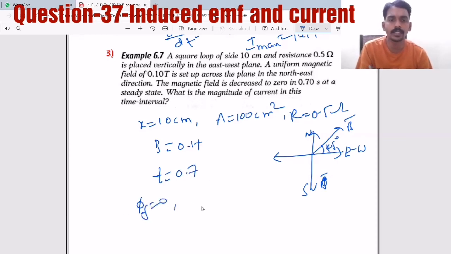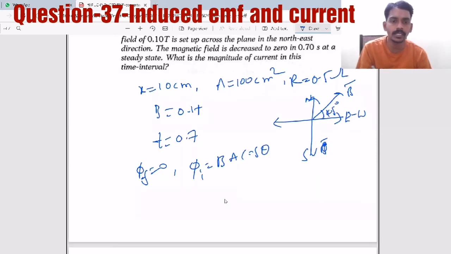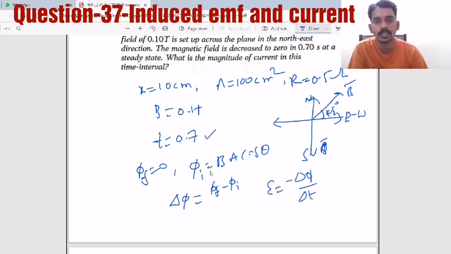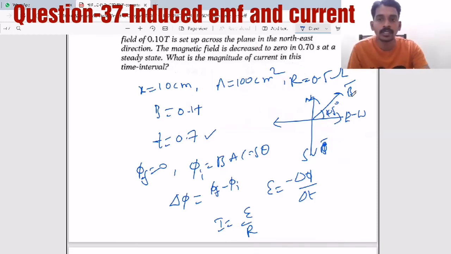So the final flux will become 0 and the initial flux is BA cos theta, where theta is 45 degrees. Then you can find the change in magnetic flux first. That is final flux minus initial flux. Then EMF induced is minus delta phi by delta t, where delta t is 0.7, and you can find the initial flux because they have given magnetic field, they have given area, they have given theta. Then the induced current equal to epsilon by R, where R is also given. Just substitute.